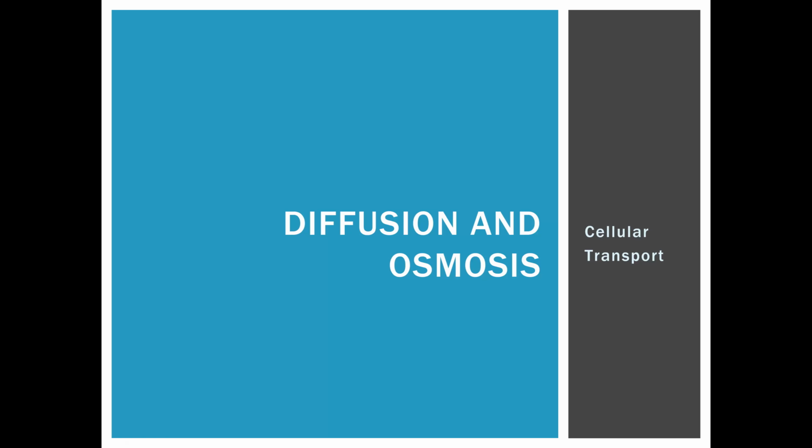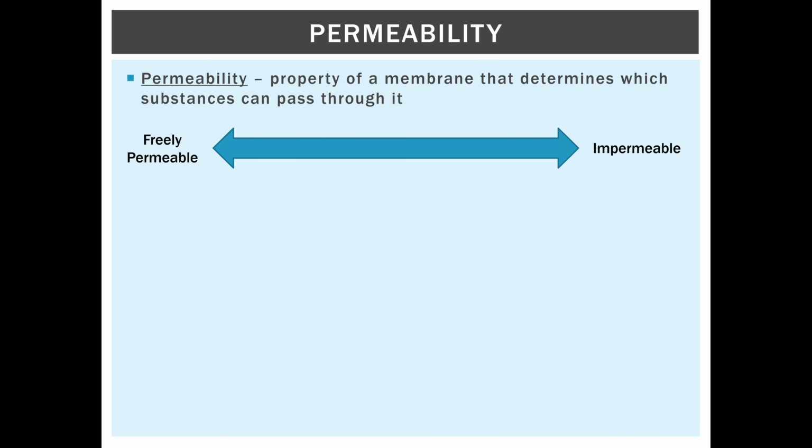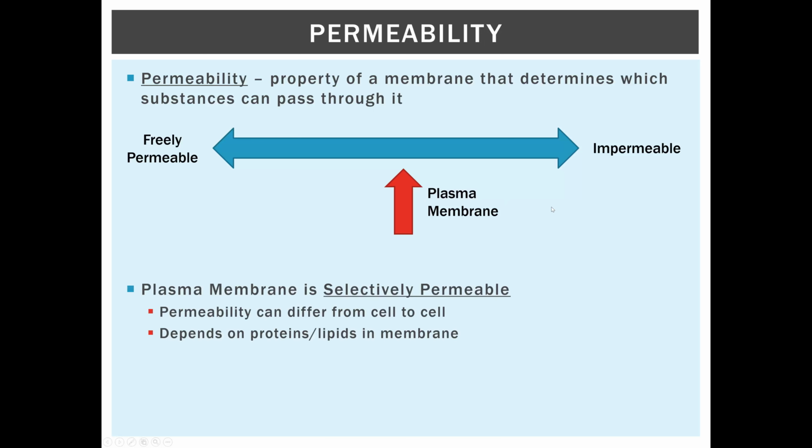Now we will talk about diffusion and osmosis, which is the first part of our coverage of cellular transport. So remember that the term permeability means the property of a membrane that determines what substances can pass through it. And so you can range from freely permeable, which means anything can pass through the membrane, to impermeable, which means nothing can pass through it. And the plasma membrane falls somewhere in the middle. So we say that the plasma membrane is selectively permeable.